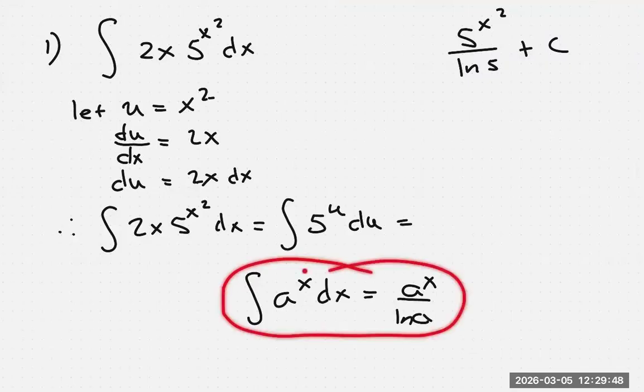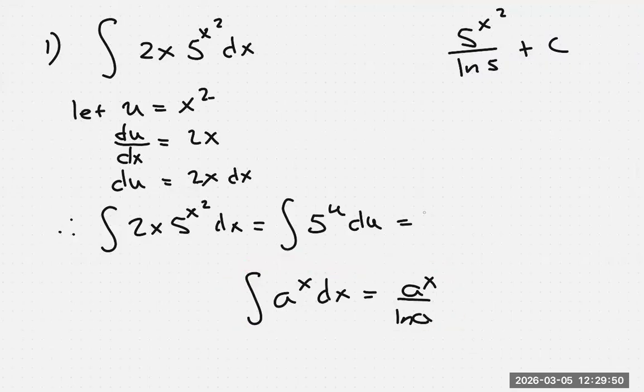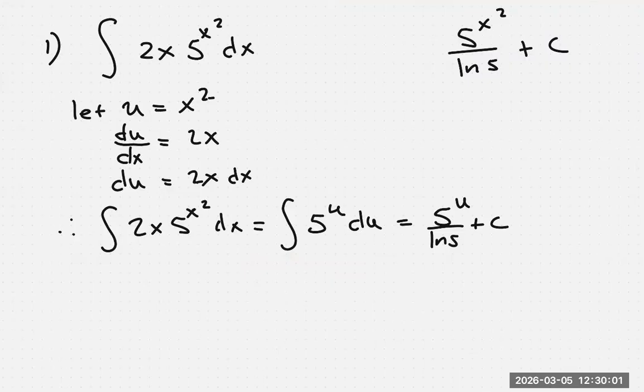Anyway, this gives you 5 to the u over ln 5 plus c, which is not our final answer because we don't know what u is. So put it back: 5 to the x squared over ln 5, which is the same thing we actually got right here.